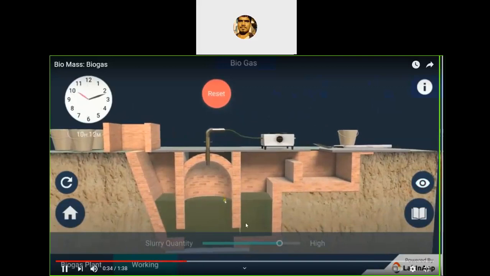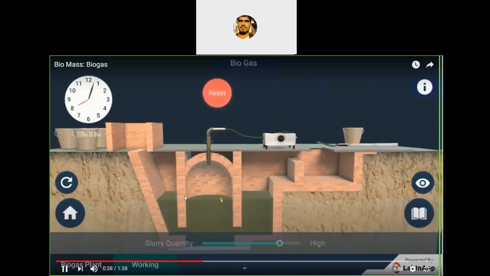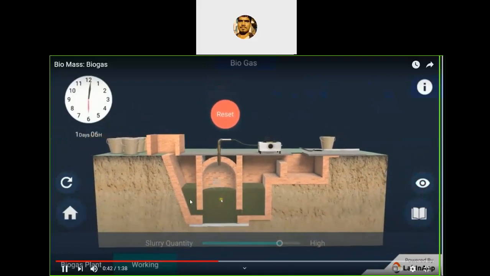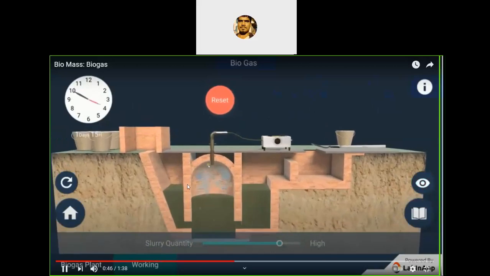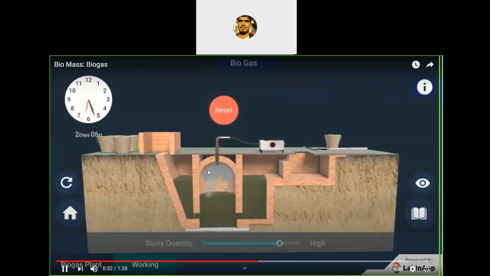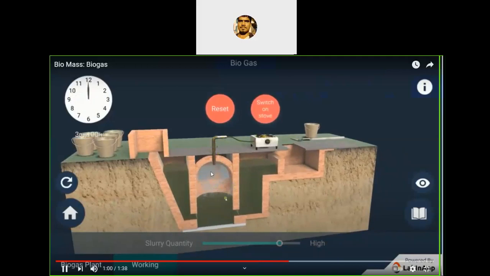In the absence of oxygen, an anaerobic process, fermentation, takes place, and over time it forms carbon dioxide, hydrogen, nitrogen gases. This is what we call biogas. It is placed above the digester. This is the digester, and here there is waste. After producing the biogas, this is a waste.